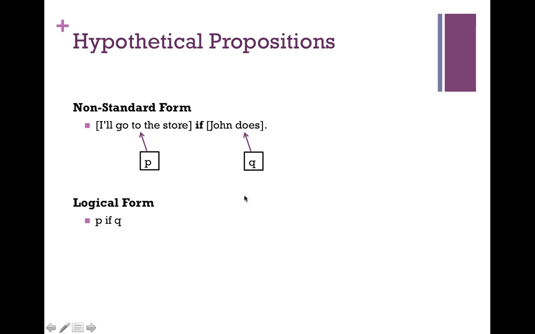The way we do it is as follows: if Q, then P. Now notice I didn't say that standard form requires the P coming first. That's not what is required. What is required is that the antecedent comes first. And remember, the antecedent is what provides a sufficient condition for the consequent. Basically what you're saying is, if John goes to the store, then I'll go to the store. It's just that you've said it in reverse order, so to speak.